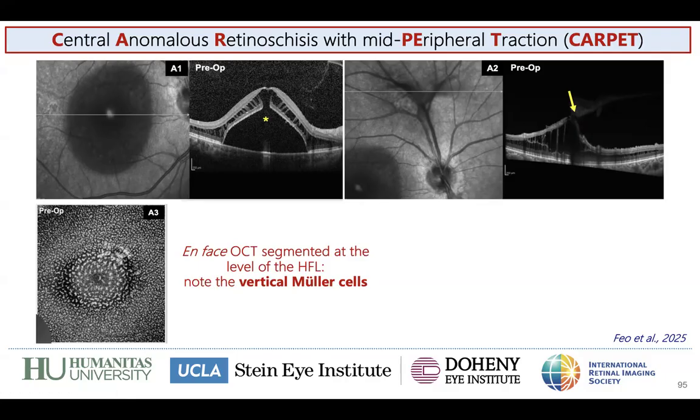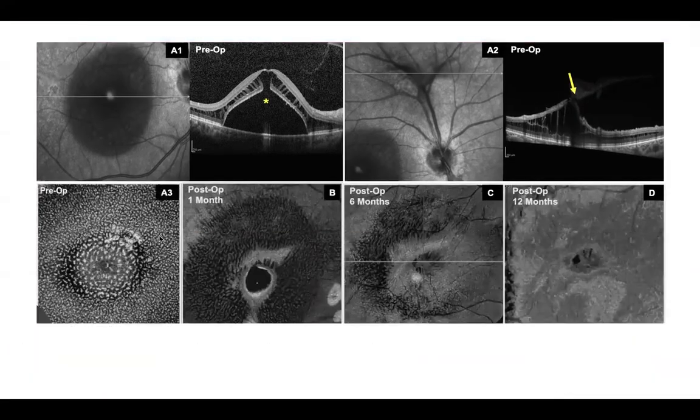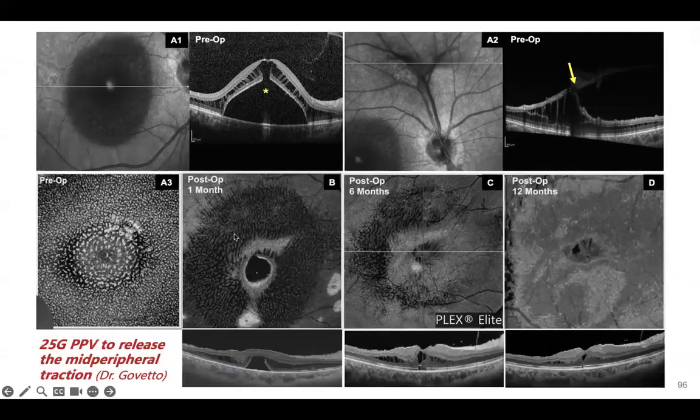Andrea Govetto with 25 pars plana vitrectomy, and you can see the results. So after 1 month, there is an improvement, not only, of course, on the ANFAS-OCT images, but also on the cross-sectional, and with a complete normalization of the Mueller cells after 1 year. And the patient also improved dramatically in terms of visual acuity.